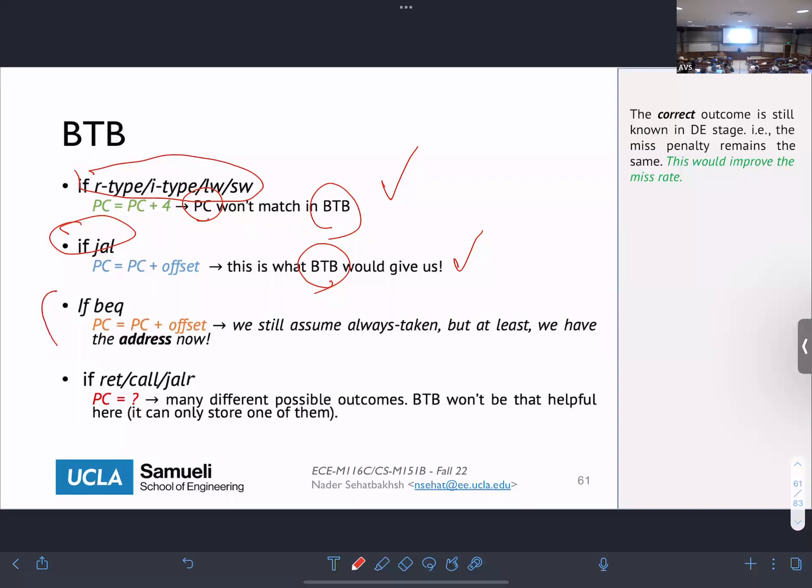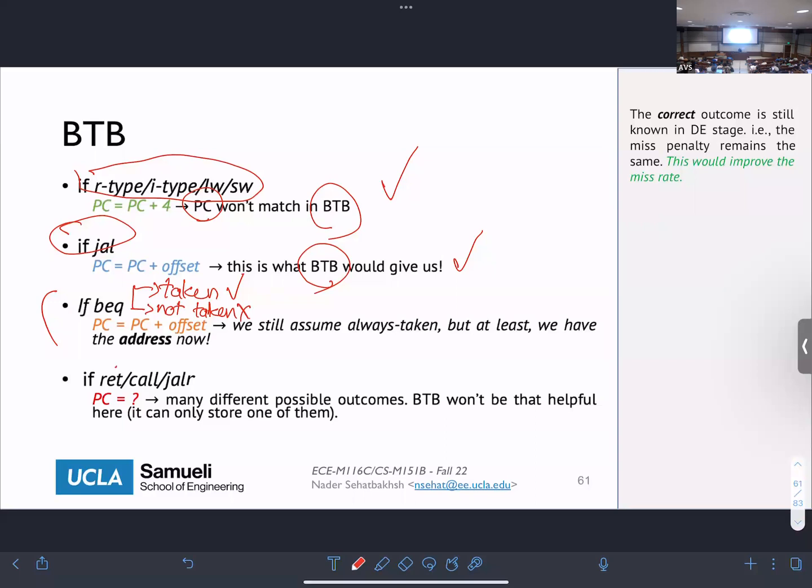For branch equal, we have this idea of taken. If the branch equal is taken, we are good. If branch equal is not taken, then we are not good, so we don't have any idea what to do. We always predict that this might be taken, and then we use that.